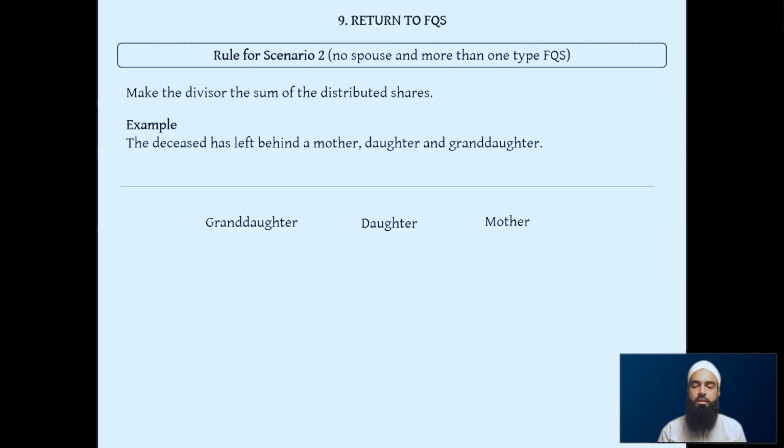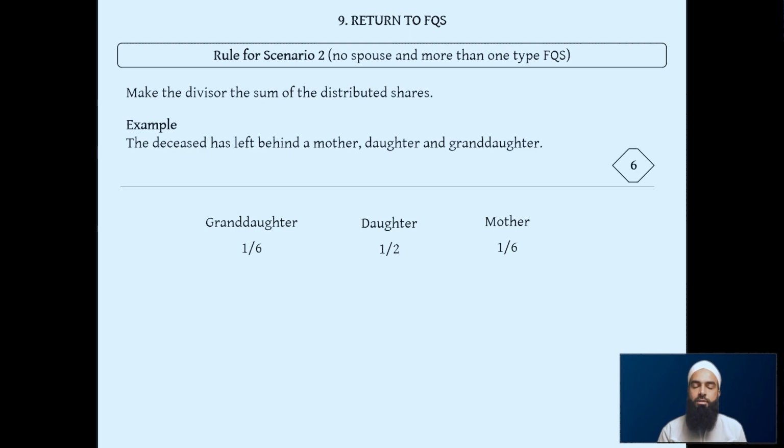Revealing the answer, the mother, because there's a daughter there, gets 1/6. Daughter gets 1/2, there's only 1. Granddaughter gets 1/6 because there's only 1 daughter. So now we see there is 1/6, 1/6 from group 2, and 1/2 from group 1. So we use that denominator for the half. We'd use the 2 multiplied by 3 equals 6. That gives us our divisor as 6.